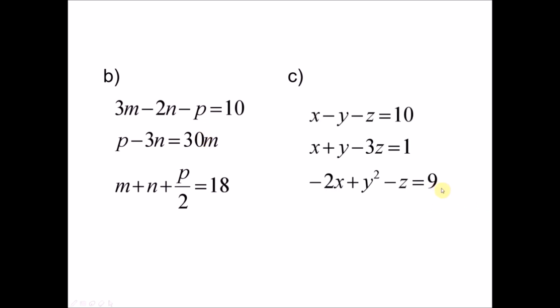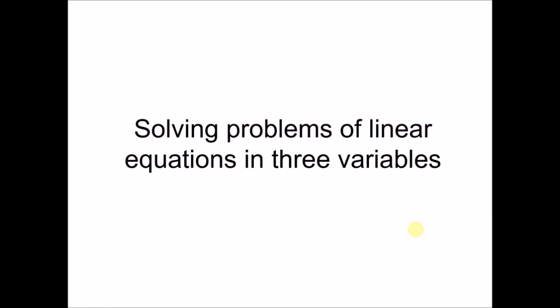The third example here, so it's quite obvious, you can see that y has a power of 2. Hence, the highest degree of y is 2. Meaning that this is not a system of linear equations in three variables because one of the variables has the degree of 2.